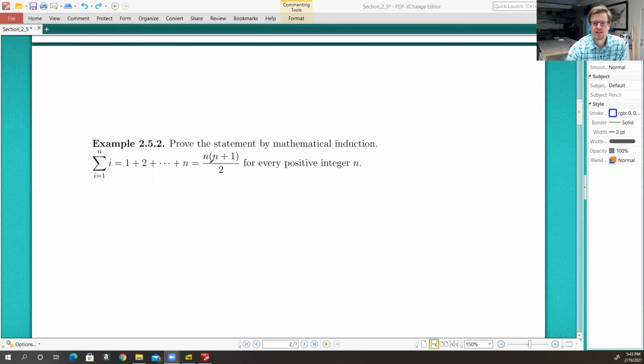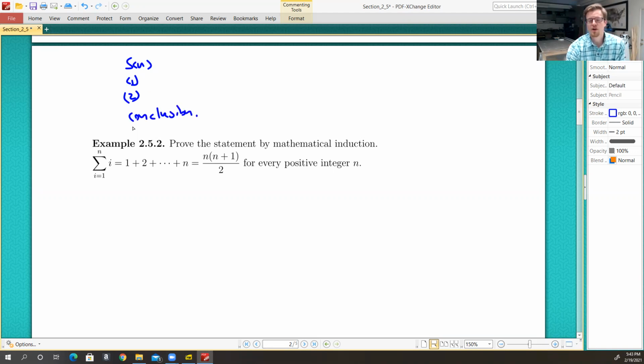So we want to prove this statement by mathematical induction. Proving something by mathematical induction first requires that we observe what the statement is. Then we have to show that the base case is satisfied. Then we have to show that the inductive step is satisfied, and then we can make our conclusion.